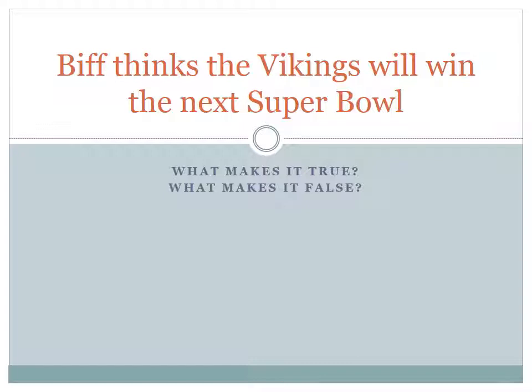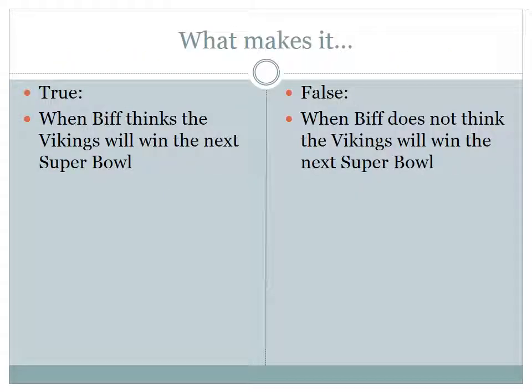So here's one last one for you. Right? Biff thinks the Vikings will win the next Super Bowl. What would make it true? What would make it false? This is a tricky one. The sentence is about what Biff thinks. Okay, so it's not about the Vikings at all. The sentence says Biff thinks the Vikings will win the next Super Bowl, and so it's true if Biff thinks that, and false if he doesn't.